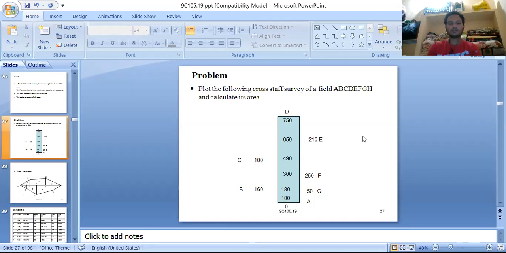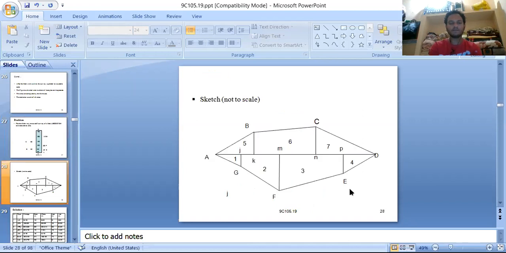Offsets are taken at a distance of 180 on either side. And if we observe, another offset is there at 300, 490, 650. So first we will draw the diagram, then we will calculate the individual areas to get the final answer. This diagram shows a rough diagram of the given problem. This is not to scale.